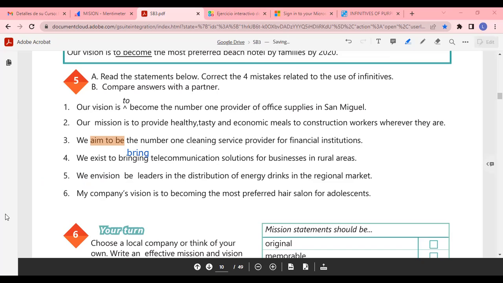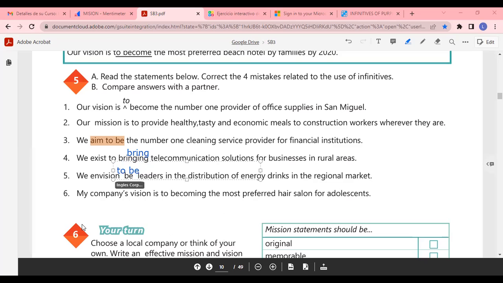Okay, number five. Help me, please. Karen, Estefanía. Number five. We envision be leader in the distribution of energy drink in the regional market. What is the mistake? Or there's no mistake, no hay error aquí, everybody. Can you help me? What is it? ¿Cómo sería? We envision to be. Exactly, very good, to be, right?